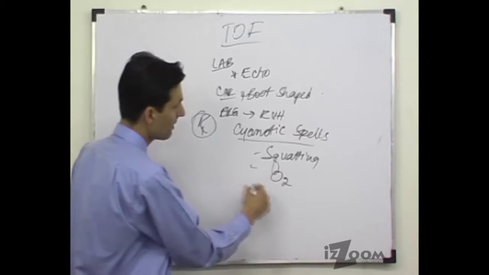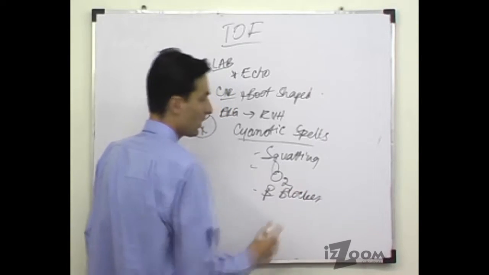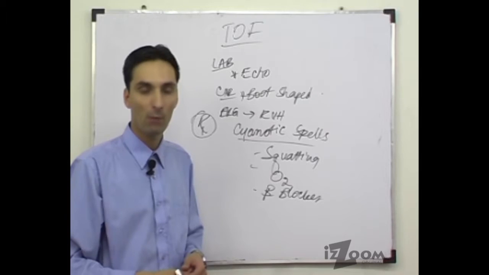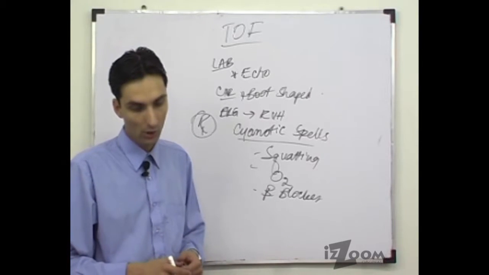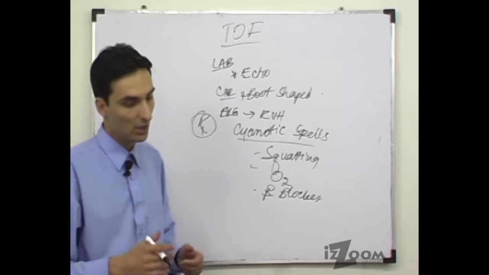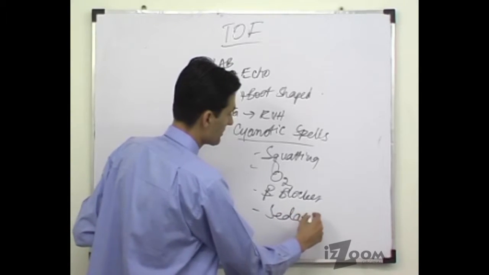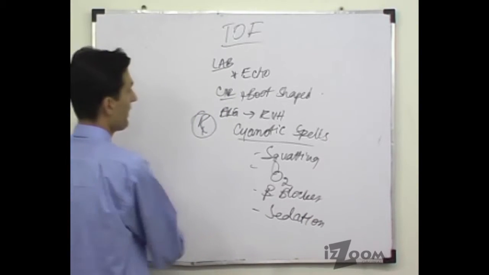Beta blockers can be used to decrease the adrenergic stimulation of the infundibulum of the pulmonary artery, to decrease the narrowing of that. You can use beta blockers as well as the knee-chest position. Sedation can also be used to decrease the cyanotic spells. So that is all about tetralogy of Fallot.